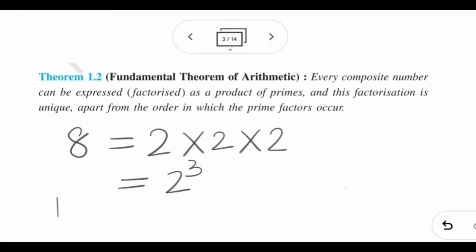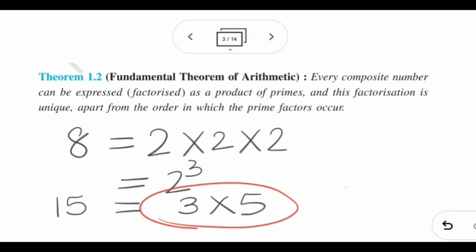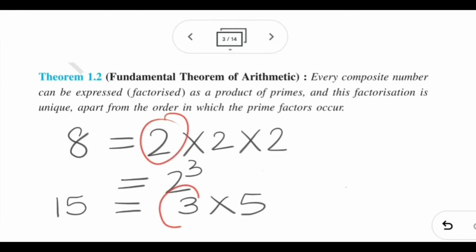Let's take another example, 15. We can write 15 as 3 into 5. So 15 can also be written as a product of prime numbers, that is 3 and 5. Here we see 2, 3 and 5, these are prime numbers. Now what does this theorem say? That every composite number can be expressed as a product of primes. Here we have expressed the composite numbers 8 and 15 as products of prime numbers. So this theorem says that every composite number can be written in the form of a product of prime factors.